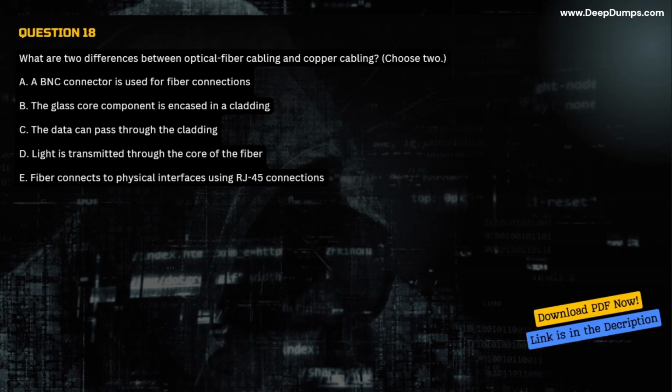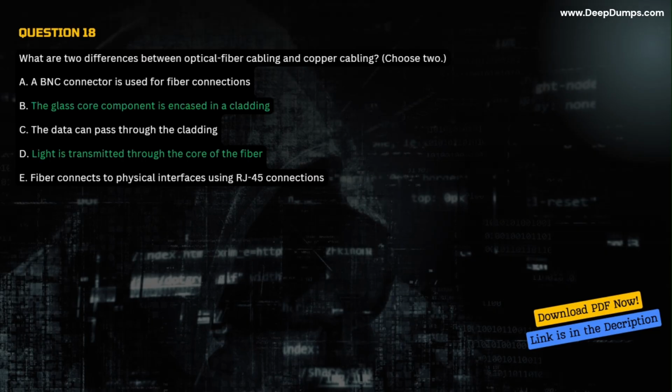Choose 2. A. A BNC connector is used for fiber connections. B. The glass core component is encased in a cladding. C. The data can pass through the cladding. D. Light is transmitted through the core of the fiber. E. Fiber connects to physical interfaces using RJ45 connections.